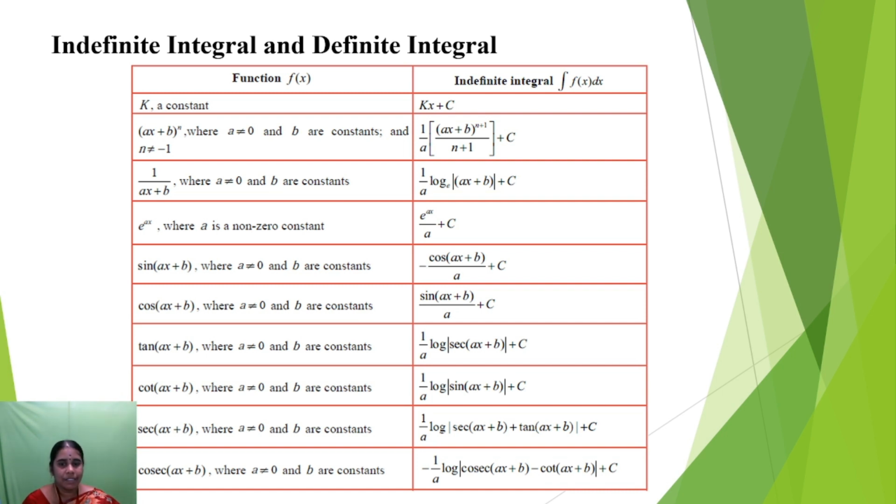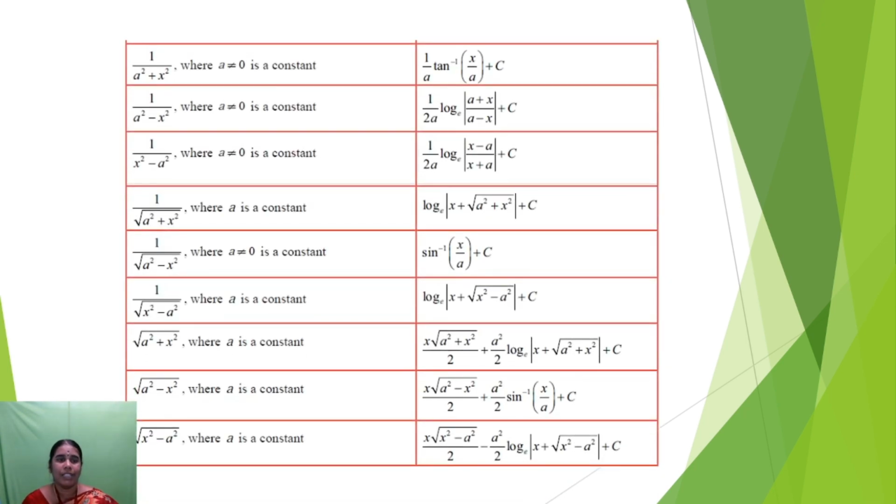E power ax, in the sense, e power ax by a. Sin ax plus b, in the sense, minus cos ax plus b divided by a. These are some of the important formulas in indefinite integral. You have to know these things: e power ax, sin, cos, tan, cot, etc. You have to memorize these. If you know the answers, we can solve the problem a little bit faster. And these are the important formulas for this section. For root of a square minus x square, the integral is sin inverse of x by a.